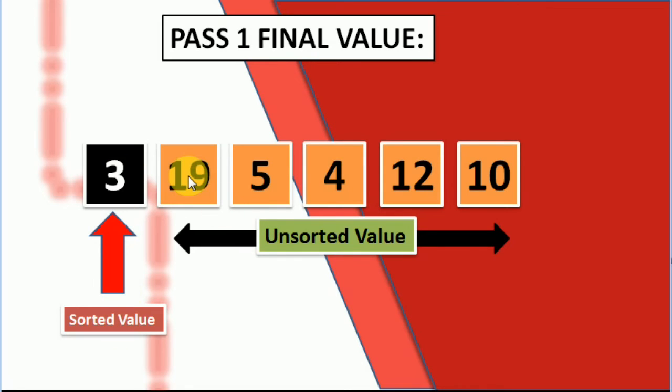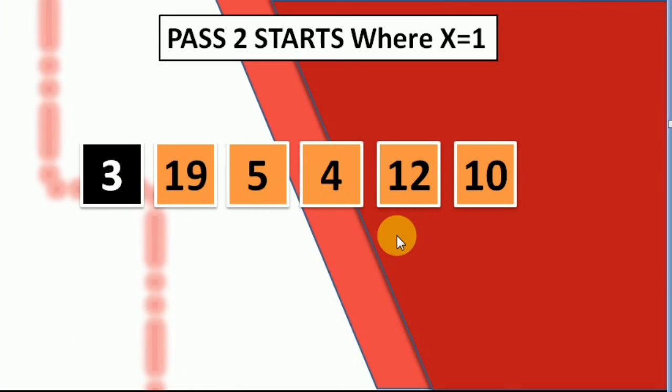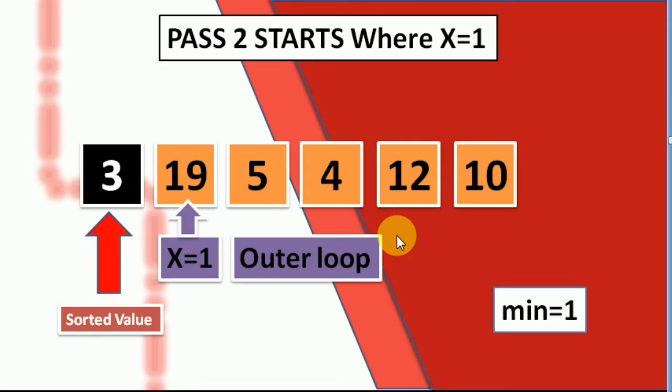3 is a sorted value; 19, 5, 4, 12 and 10 are unsorted values. Now pass 2 starts, where x equals 1. This is our sorted value 3. It is fixed. Now x at 1 means 19, and at the same time min is also 1. Why? Because min equals x. That means if x is 1, the min is set at 1.